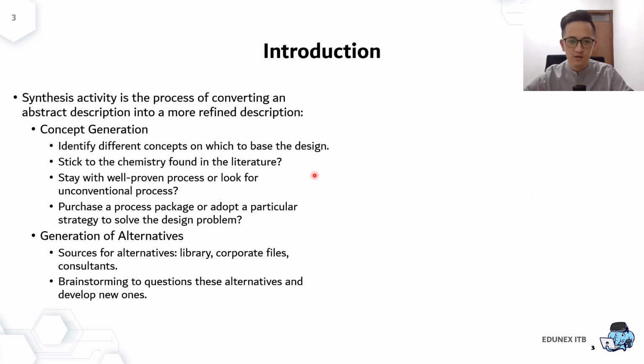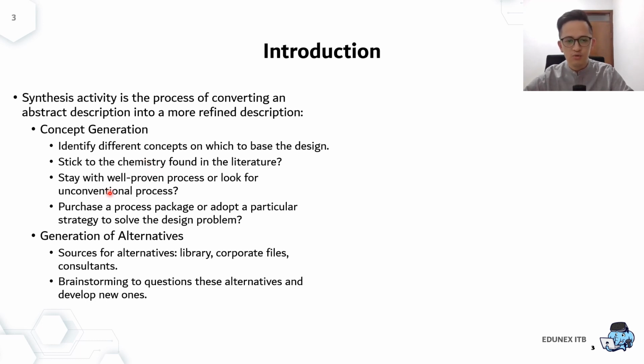So the synthesis activity is the process of converting an abstract description into a more refined description. You have to combine a lot of different disciplines and courses to be able to design a plant effectively. The first two steps are concept generation and generation of alternatives. The concept generation could include the steps of identifying different concepts on which to base the design. Stick to the chemistry found in the literature, or you can develop your own process through R&D.